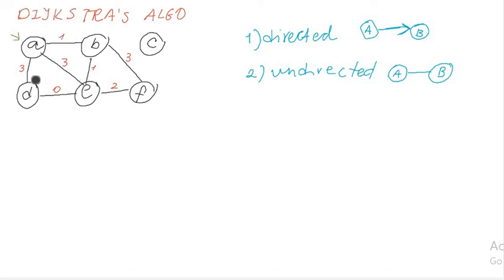And also I need to mention that Dijkstra cannot work with graphs which have negative weights. So for example, if instead of 1 we have -1, Dijkstra will fail to work. That's why we need to consider only weights which are positive.